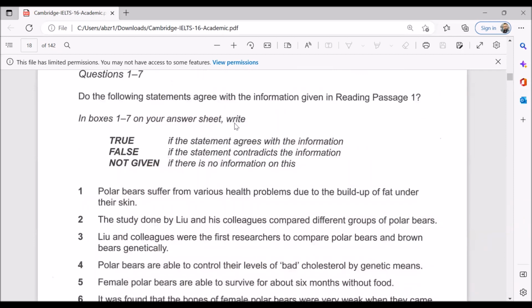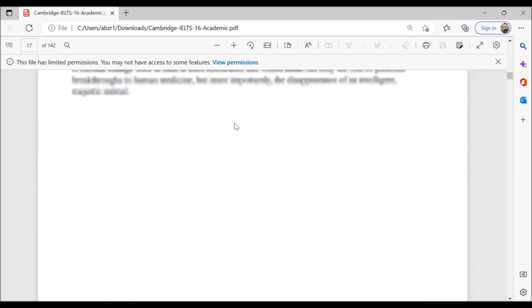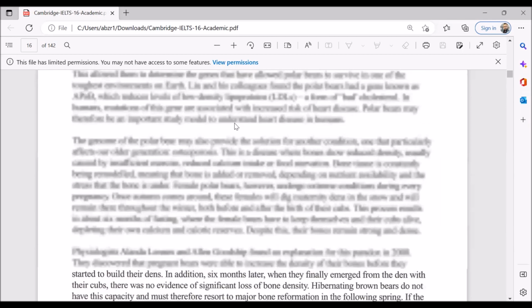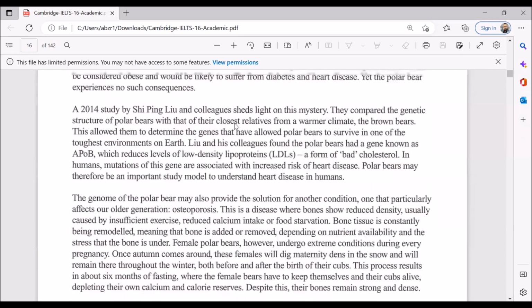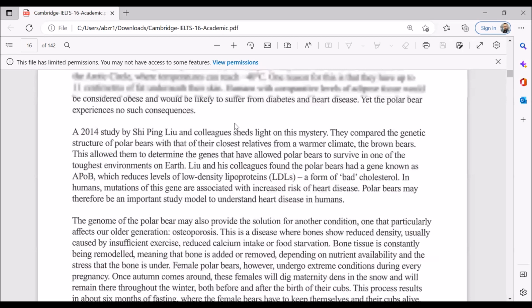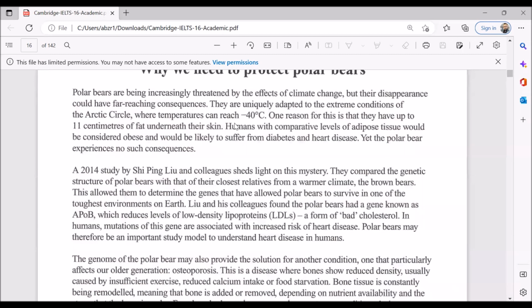Now, polar bears suffer from various health problems. We have to look for the health problem due to buildup of fat under their skin. This is the information. We have to find out whether this is true, false, or not given. Now, we can read the paragraph number 1. Increasingly threatened, okay, not disappearance, could have far-reaching consequences. Adapted to extreme conditions, okay, not related. Temperature reached minus 40, not related.